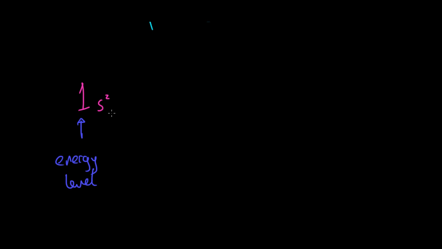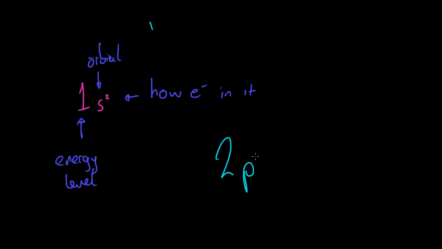This means that it's in the first energy level. This letter is obviously the orbital. And then this superscript letter is how many electrons are in it. So we can write, for example, if we wanted to describe the state of the second energy level's p orbital, we could say 2p. If it had 2 electrons in it, it'd be 2p2. If it had 3 electrons in it, it'd be 2p3, and so on and so forth.